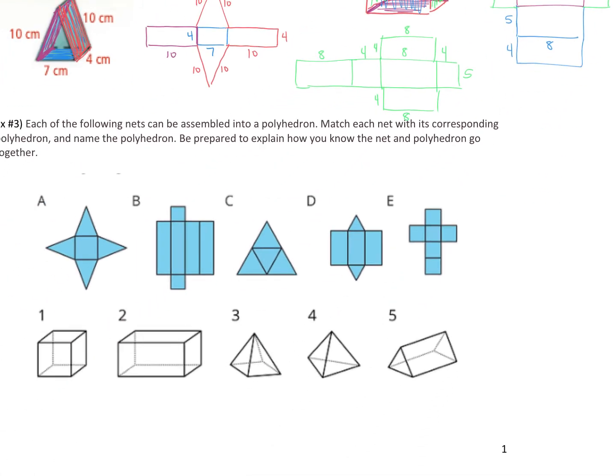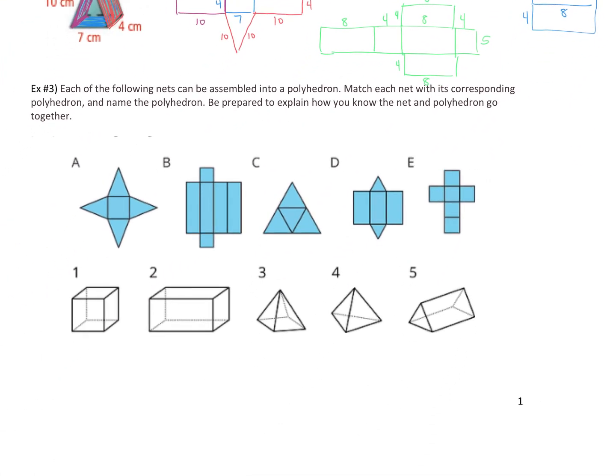Okay, talk to your neighbor about this one. Each of these, the blue pictures, is a net for the 3-dimensional version below it, but you've got to match up which one goes with which. So see if you can figure out letter A goes with number what, letter B goes with number what. Talk to someone around you. Make sure everyone's got a talking buddy, or two or three, and see what those would match up with.